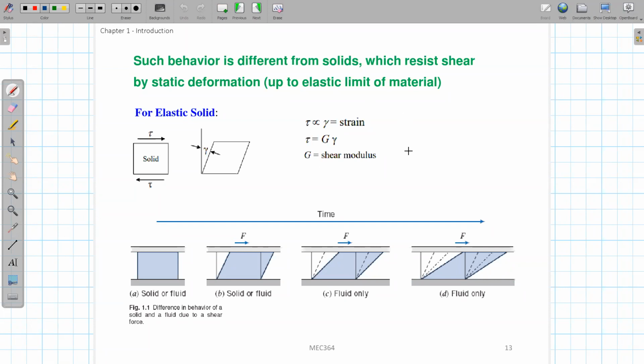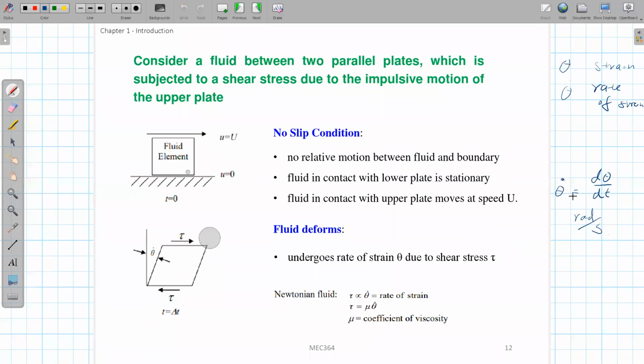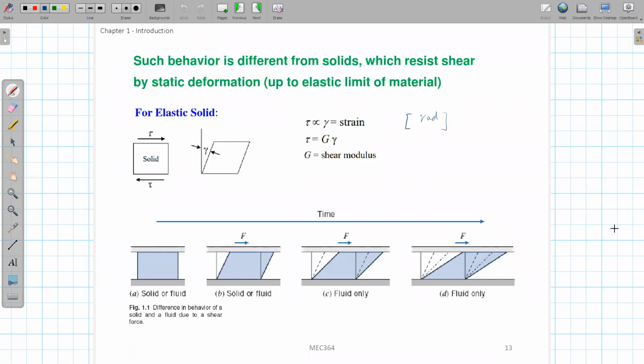For strain itself, the angle may be just in degrees, but for the rate of strain, the unit will be rad per second. So this is the difference between the solid and fluid, which means that in the fluid, the deformation is determined by the rate of the strain.